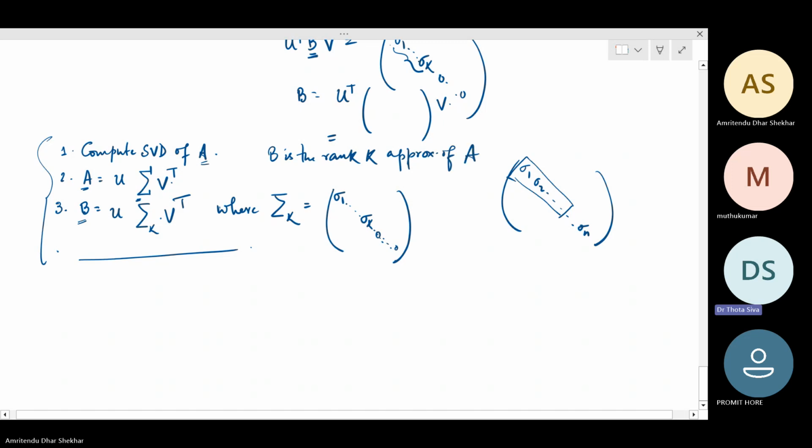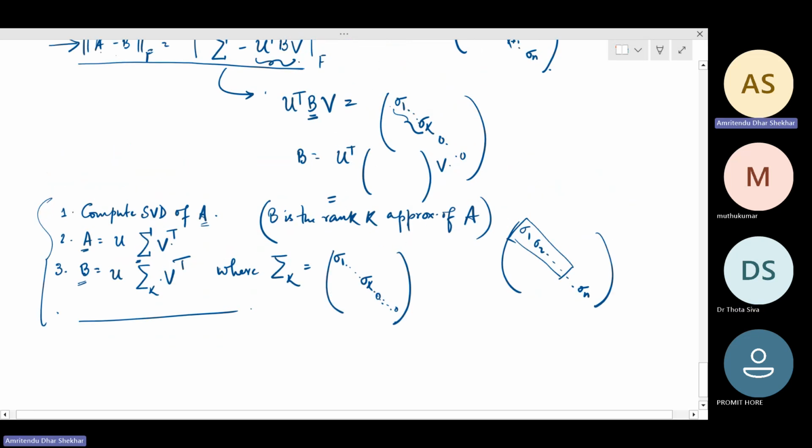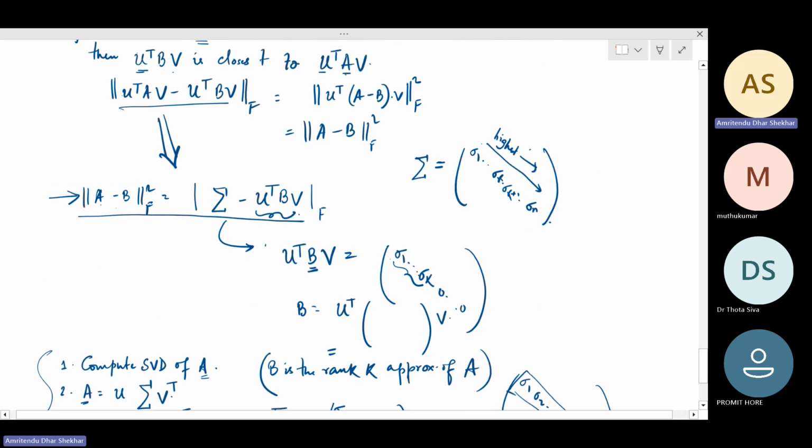Okay, now I understand. Yeah. So you can't pick more than K. If you pick more than K, then the rank of B will become more than K. Yeah, definitely. Now I understood. So you pick exactly K. All right. So this should suffice for most computational purposes.